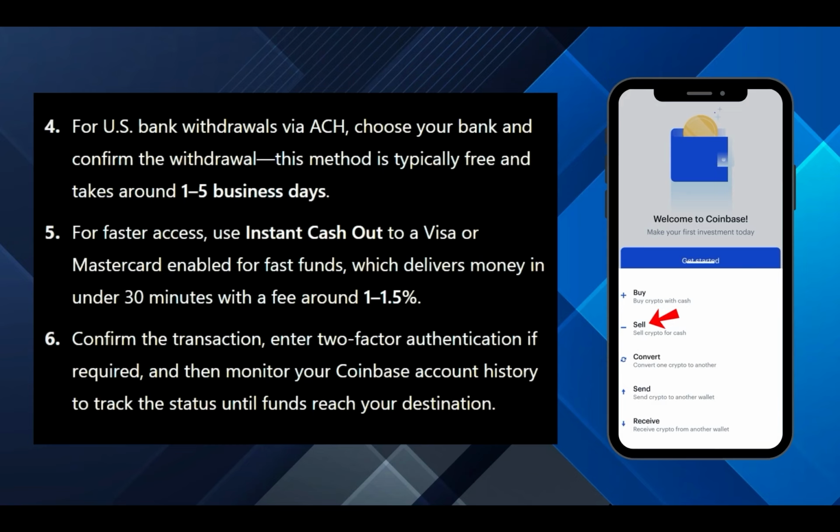For faster access, use instant cash out to a Visa or MasterCard that supports fast transfers. This delivers money in under 30 minutes with a small fee of around 1 to 1.5%. Finally, confirm the transaction, enter two-factor authentication if required, and monitor your Coinbase account history to track the status until the funds reach your destination.